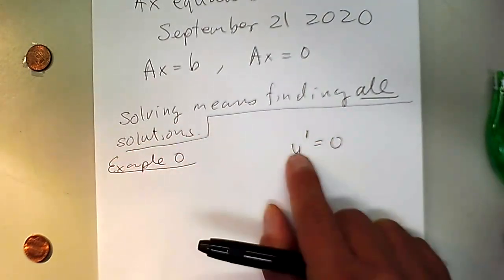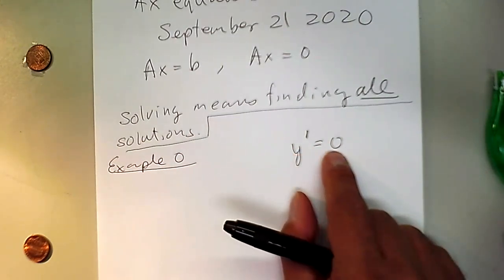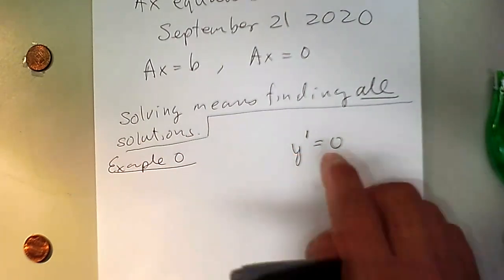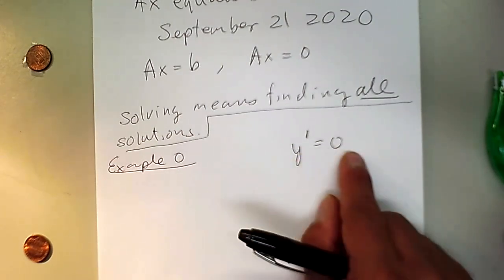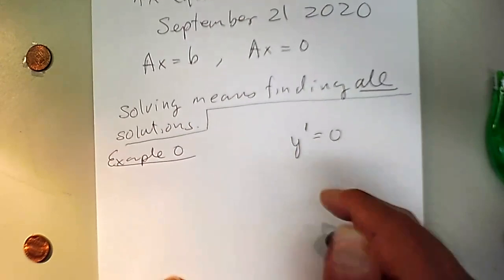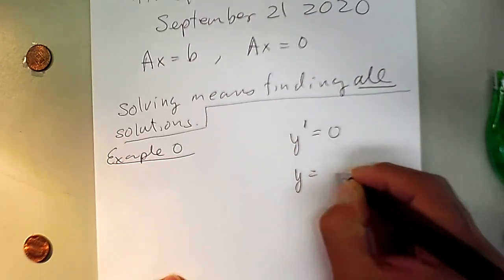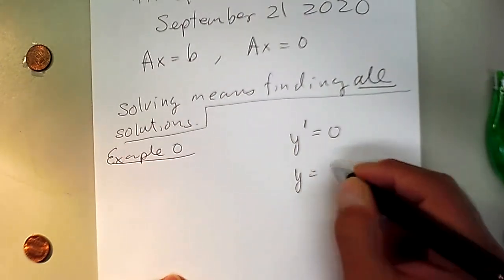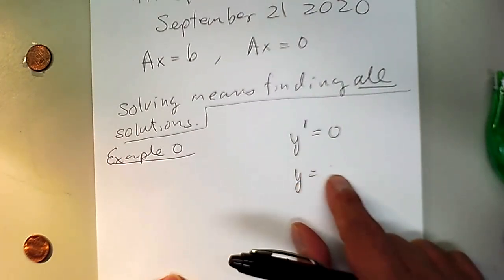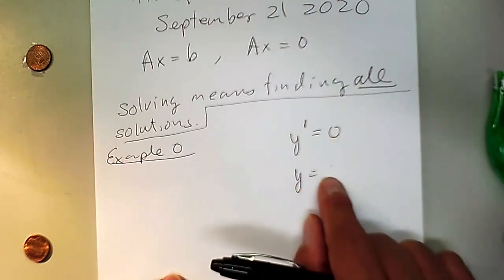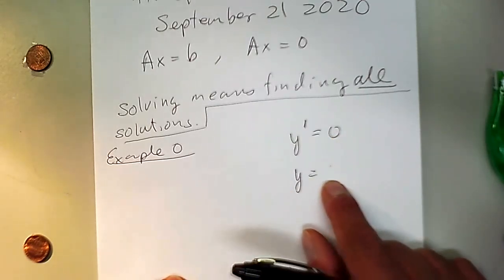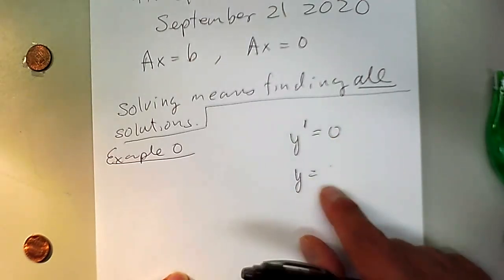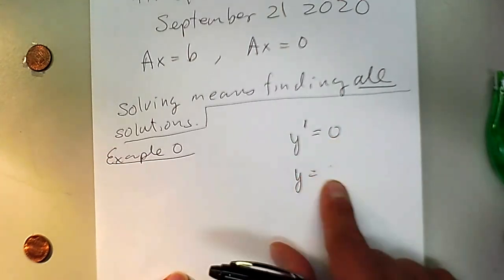Okay. So if we're given this problem, what is y equal to? We want to find all and every one of the functions whose derivative is equal to 0. Well, those functions have to be constants. So y could be 13 because the derivative of 13 is 0. Or y could be pi because the derivative of pi is 0. Or y could be 51, because the derivative of 51 is 0. The derivative of any constant is 0.